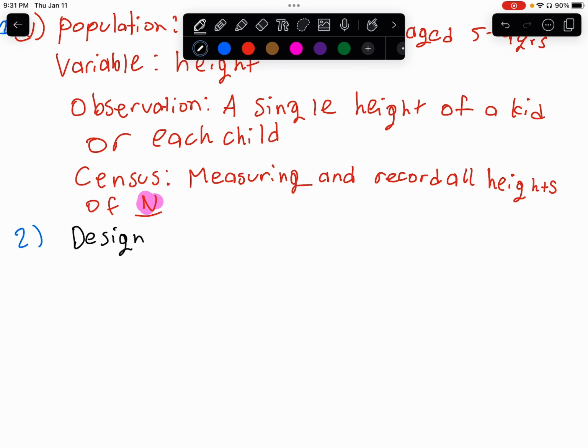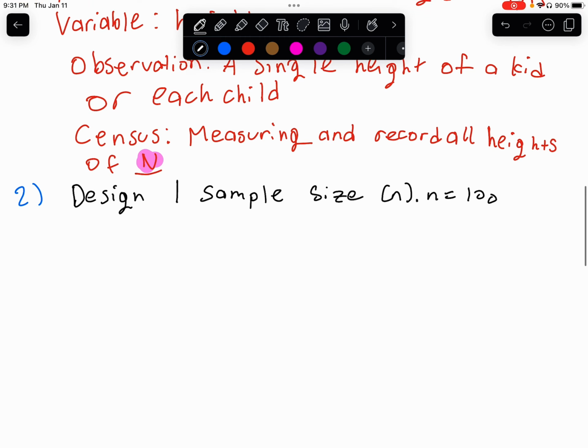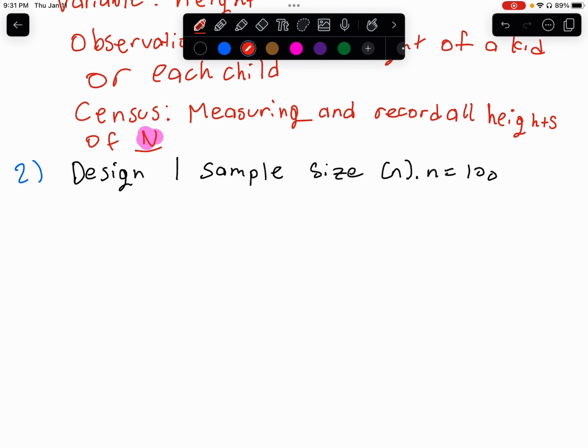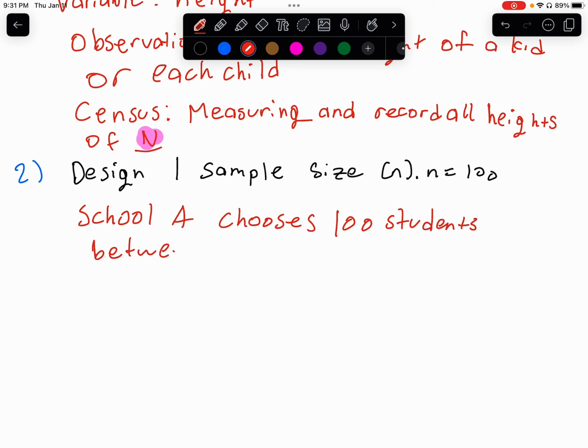Design one sample size. Remember our sample size is lowercase n. So let's say n equals 100. How we can design this, I'll put it in red. School A chooses 100 students between 5 to 9 years old.